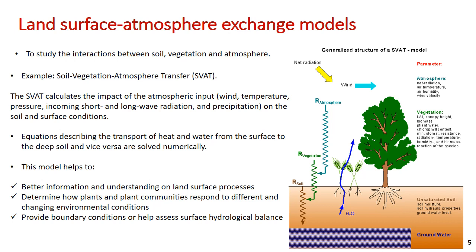So basically, in the soil vegetation atmosphere transfer model, you are trying to model the impact of the atmospheric inputs, like what you see in the picture here: net radiation, air temperature, air humidity, wind velocity, and precipitation. You're trying to model the impact of these inputs on the soil and the surface condition. And then you're going to see how heat, for example, is transferred from the soil and the plant to the atmosphere, and vice versa, I mean, from the atmosphere to the plant and to the surface.